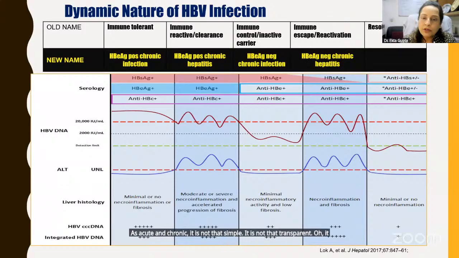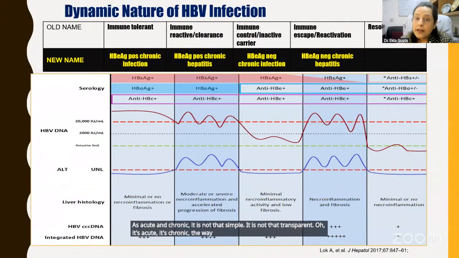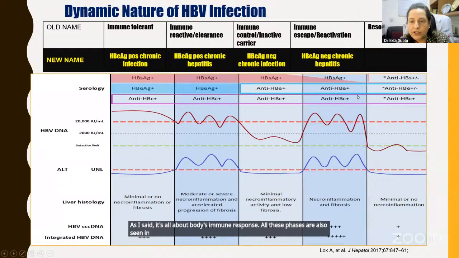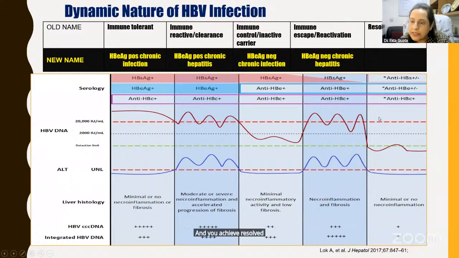Oh, it's acute, it's chronic, the way we were taught. Now, the new thing is that it is a dynamic nature of infection. As I said, it's all about the body's immune response. All these phases are also seen in the acute infection. Only thing is that the time lapse is very, very fast and you achieve resolved infection within 6 months.